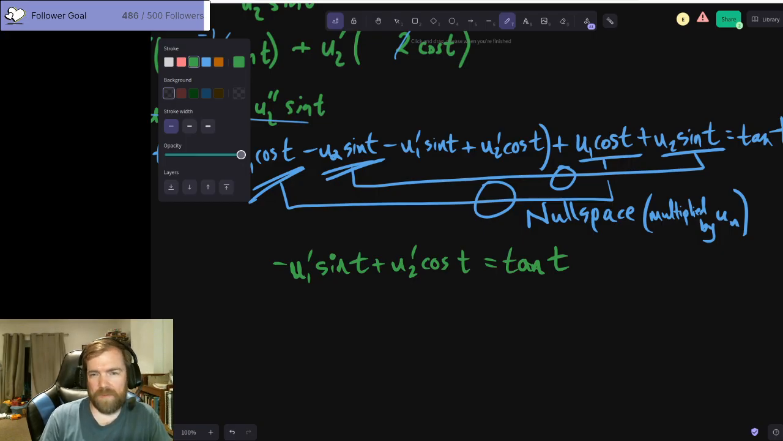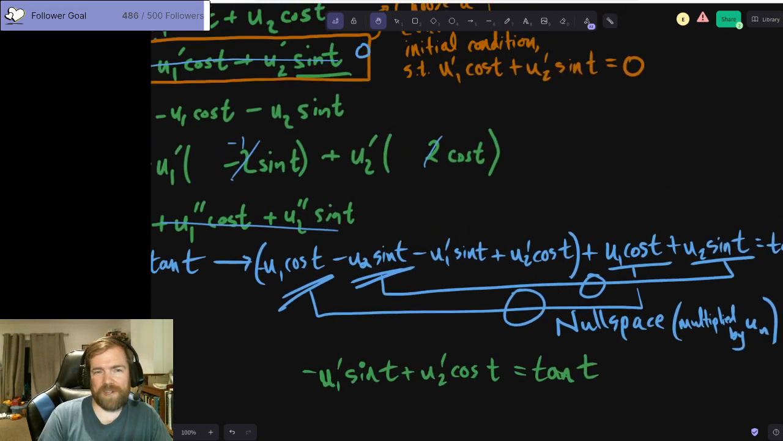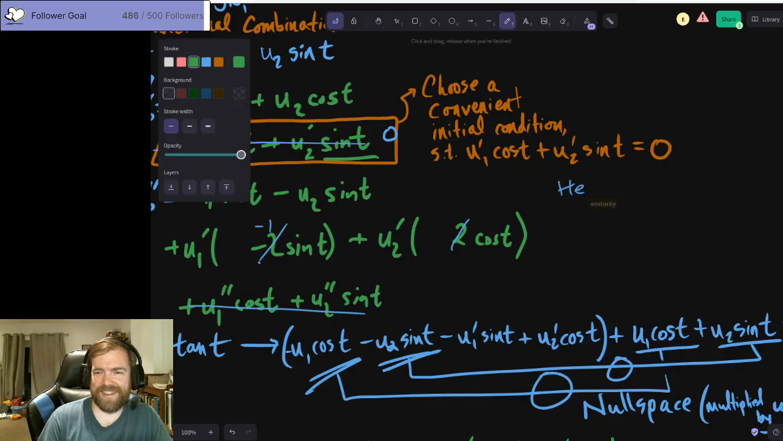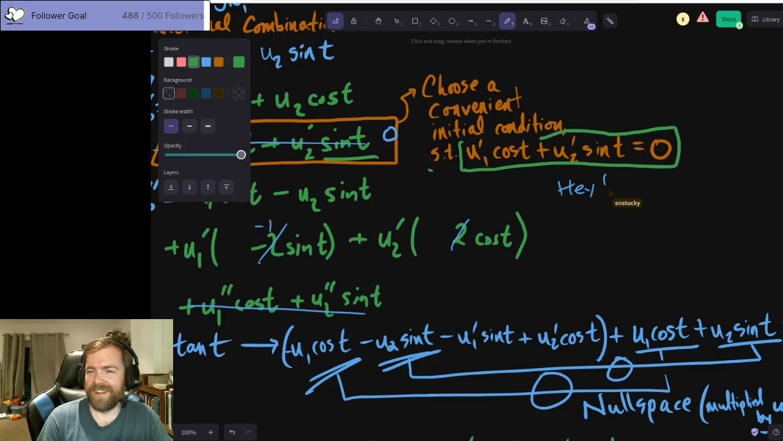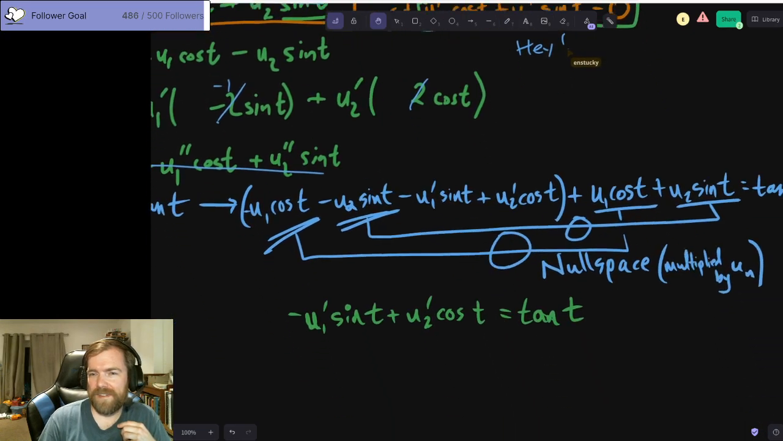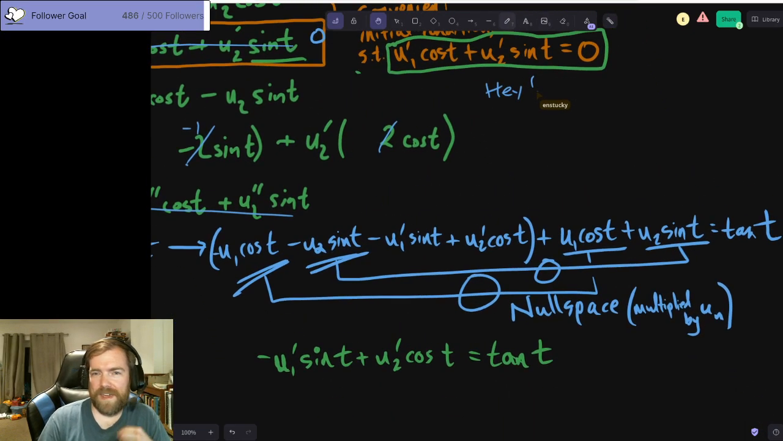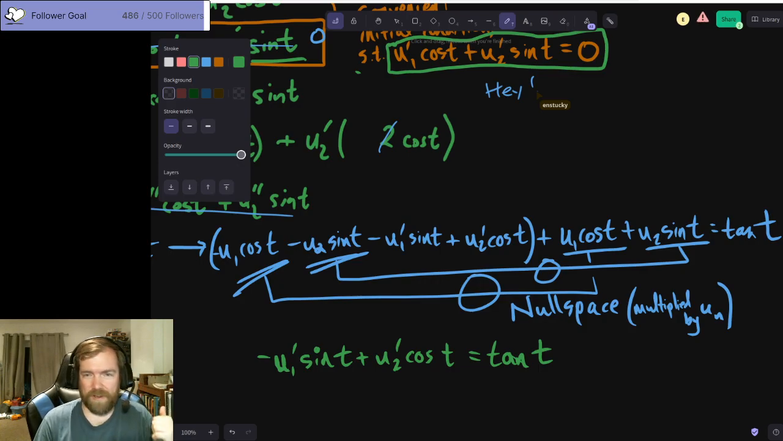So in order to be able to solve this, we're going to need a second equation, which, woohoo! What do you know? We have a second equation right here. Right? And it's not part of the null space. And it's an equation on u1 prime and u2 prime, which are the same variables as what we had down here. My goodness, who could have foreseen this?